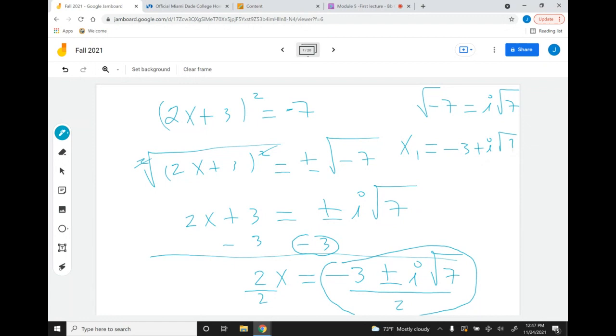Okay, here's the second solution. In fact, in order for you to enter it into that list, you have to separate them, okay? And there you have your two. And again, why are they called this time? Because they have an i, they're called complex solutions. If they didn't have the i, then it's real solutions, okay?